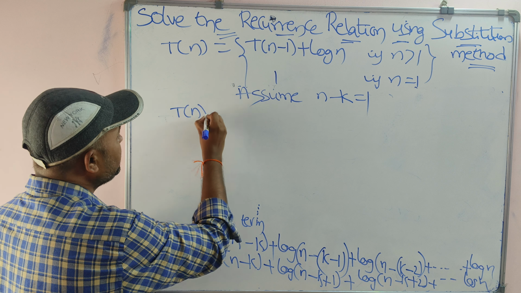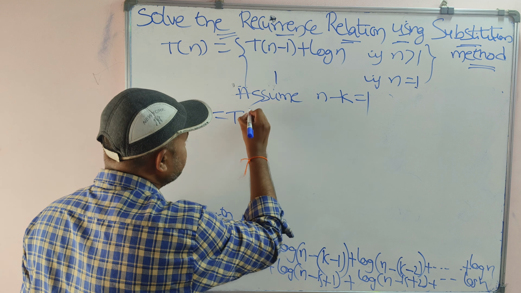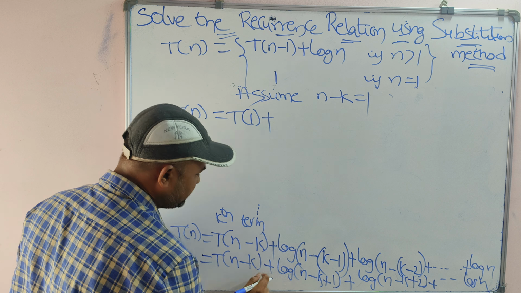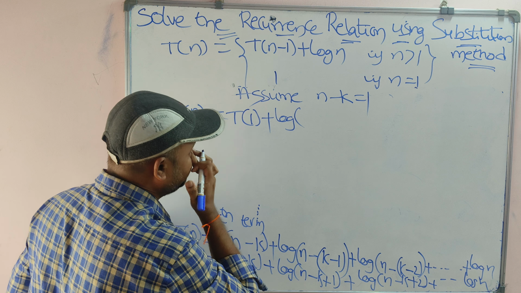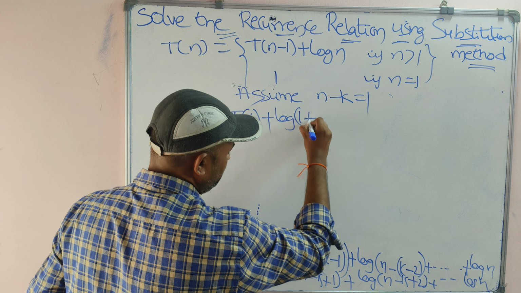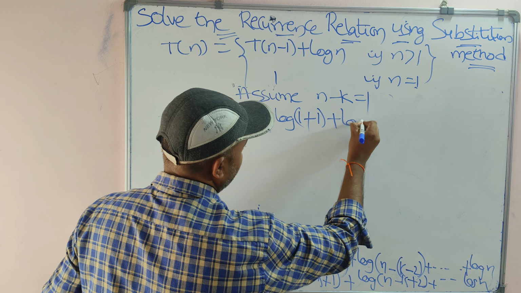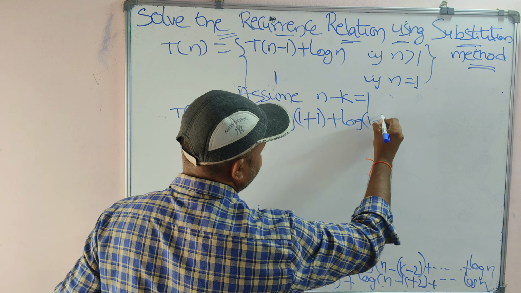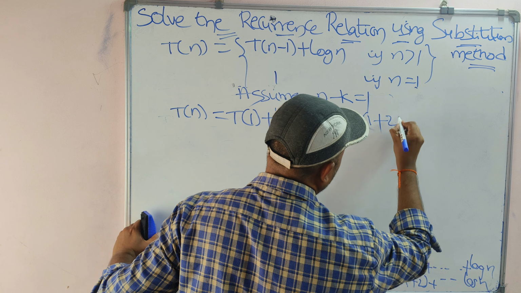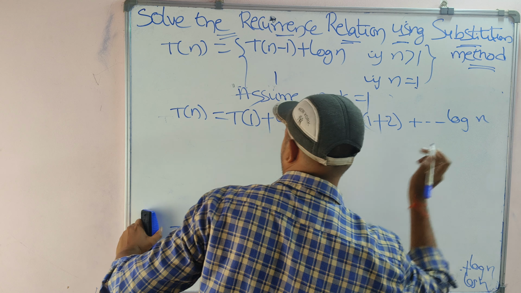So then T of n equal to T of n minus k, which is T of what? 1 plus log of what is n minus k? n minus k is 1. So 1 plus, additionally we have one more 1 plus log of what is n minus k? 1. 1 plus, additionally here we have 2. So on, this process will be repeated up to the nth term.